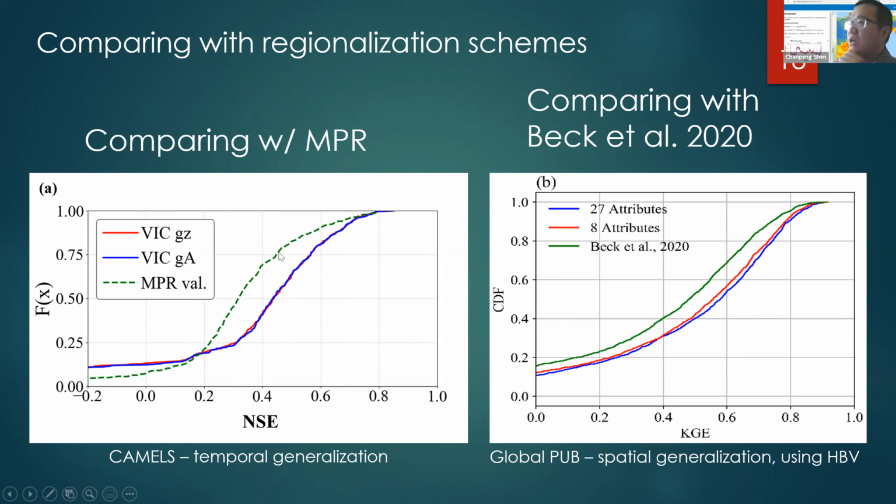We compared it also with another scheme, MPR, called multi-scale parameter regionalization. It was a state-of-the-art scheme. There's another regionalization scheme, BIC 20. This is a different data set. This is a global hydrologic data set.